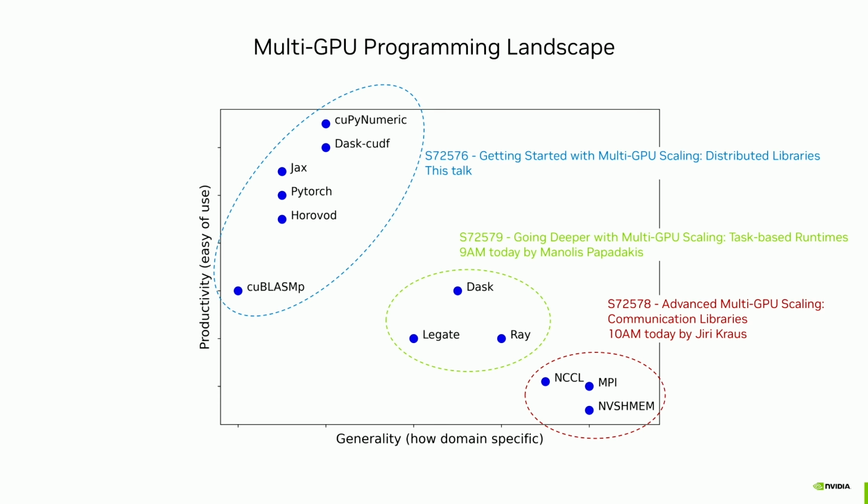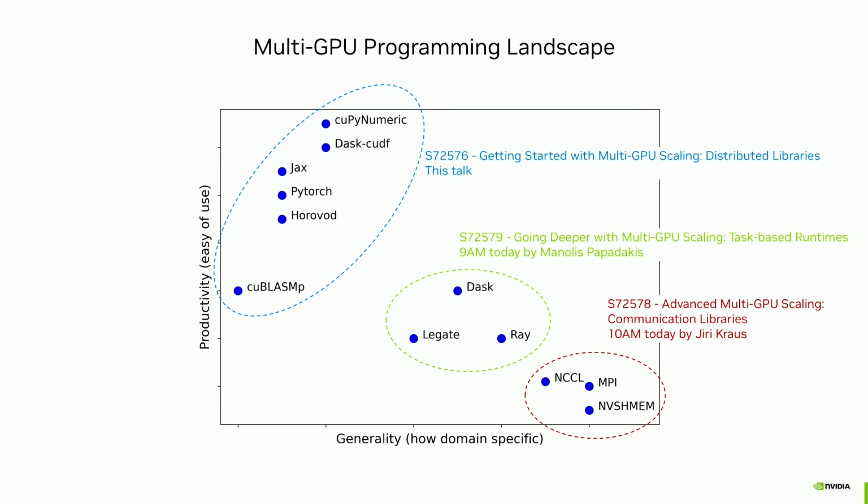Today, in this talk, we will focus on these higher productivity, higher level abstraction libraries. We'll be talking about CuPyNumeric and Dask-cuDF, and give some examples of some of the others. The next talk at 9 a.m., also in here, Monolith will talk about a lower level, less abstract programming model where you get more control, but also arguably a bit more difficult, a bit more work to do.